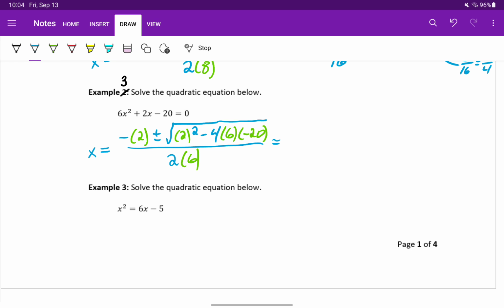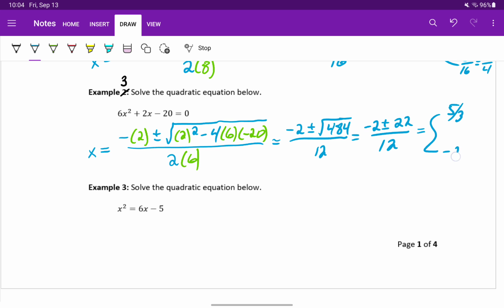We'll jump through the steps a little bit faster here, but this should reduce to negative 2 plus or minus the square root of 484 over 12, or negative 2 plus or minus 22 over 12. From here, we'd evaluate this with both the plus and the minus, and we would end up with, again, two solutions, 5/3 and negative 2.